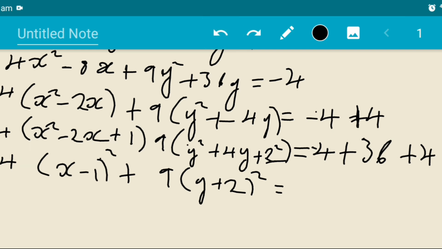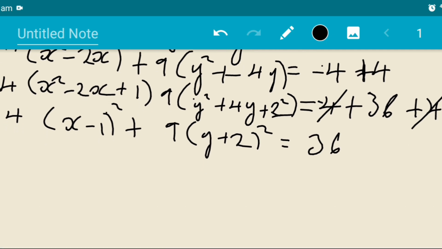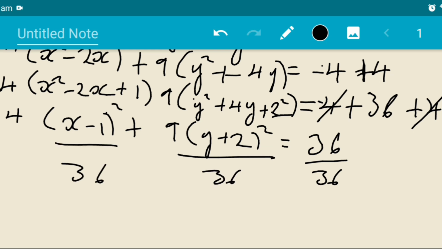So when we evaluate this, the answer will be 36. Why? Because this is negative 4 plus 4, so that's just a 0. Then the remaining one is 36. So what we're now going to do here is, remember we're doing this just so that we should have the general equation of an ellipse. So we're going to say divided by 36, divided by 36, divided by 36. So when this goes, we'll have a 1 here. Then when this goes, we want 9 into itself, that's 1.